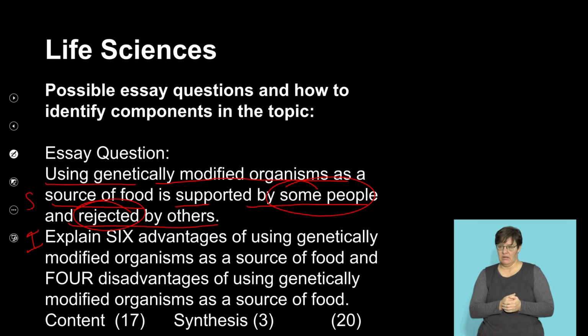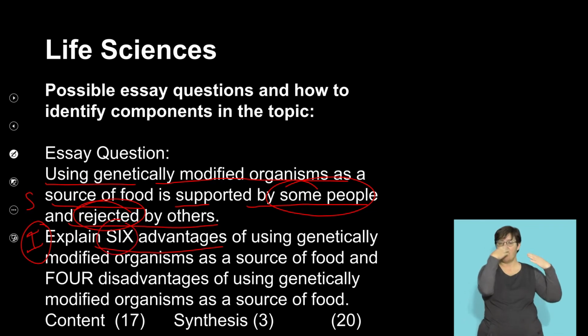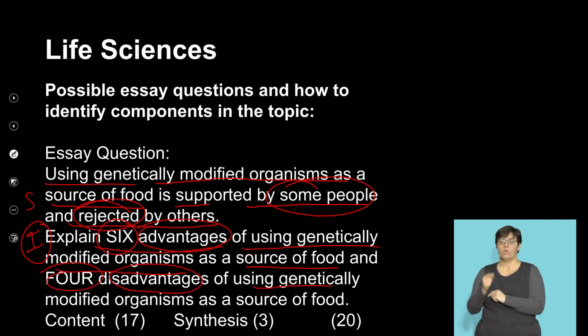The next part, this is the instruction to that. So there's a statement that has been given. Here's the instruction. Explain 6 advantages. Focus on the concept of the number 6. Advantages, guys, of using genetically modified organisms as a source of food, and give 4 disadvantages of using genetically modified organisms as a source of food.